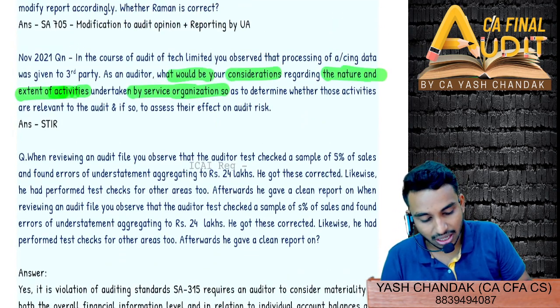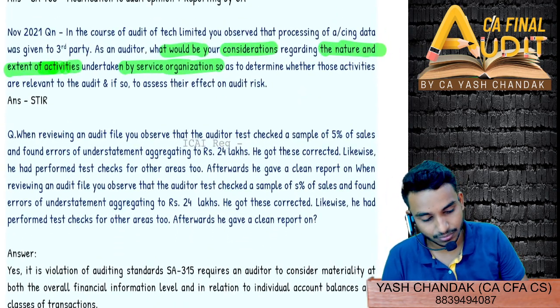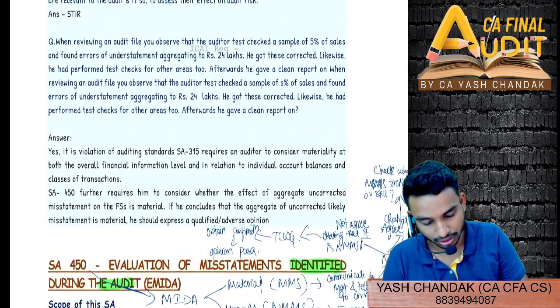Try to solve this last question. Okay, this one is already solved now.